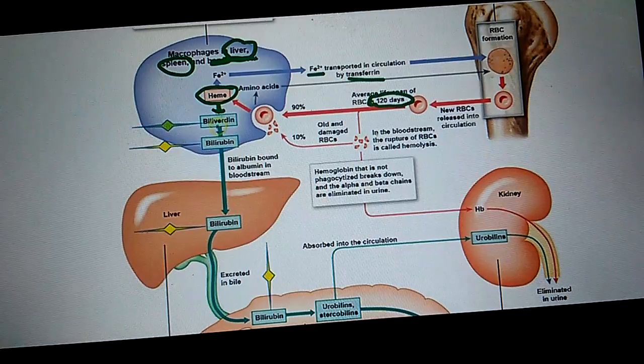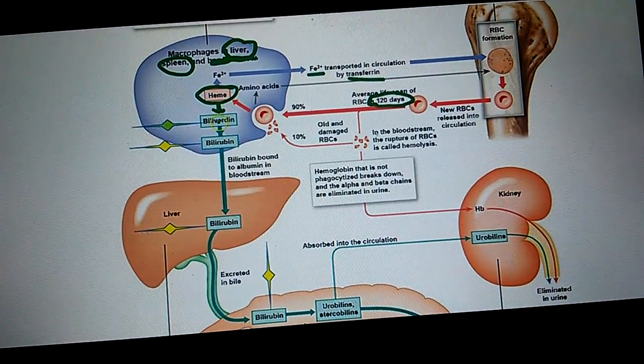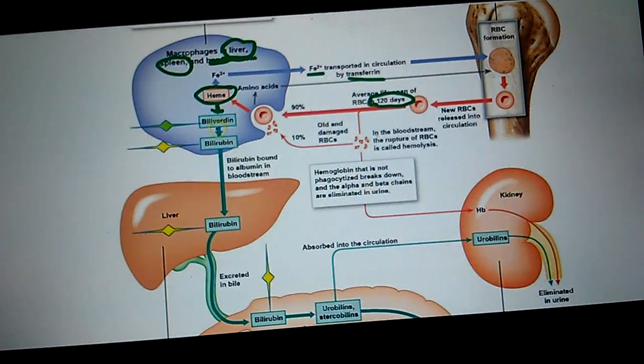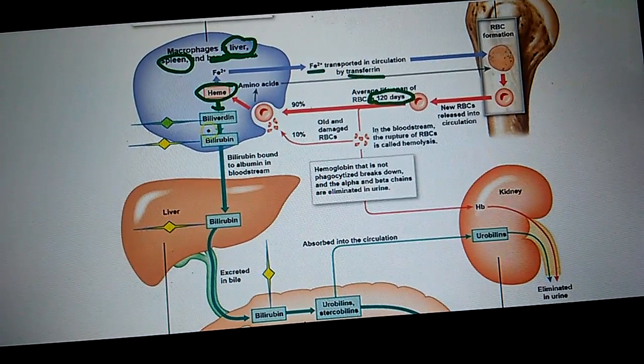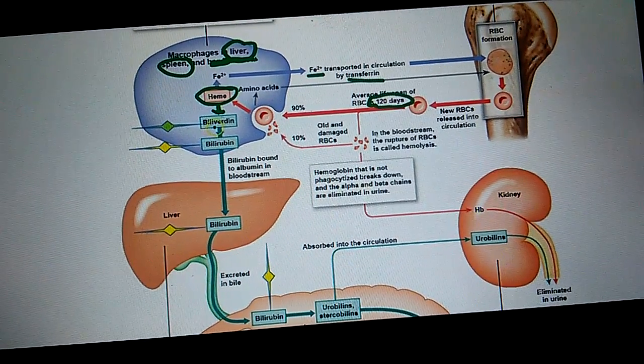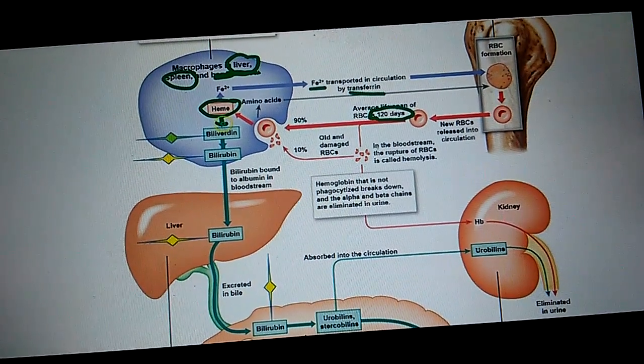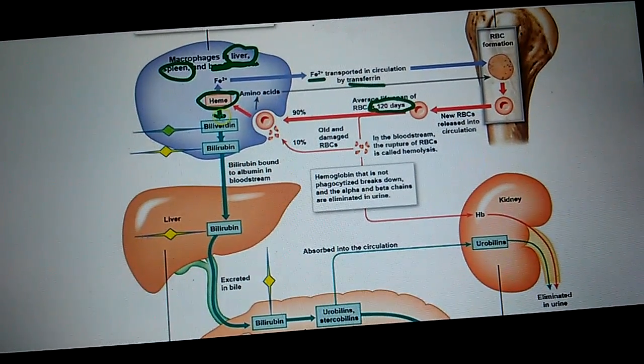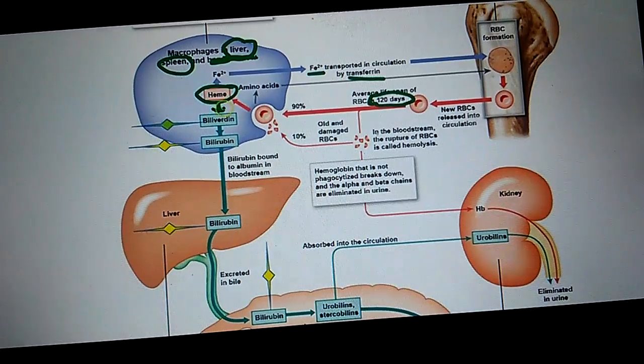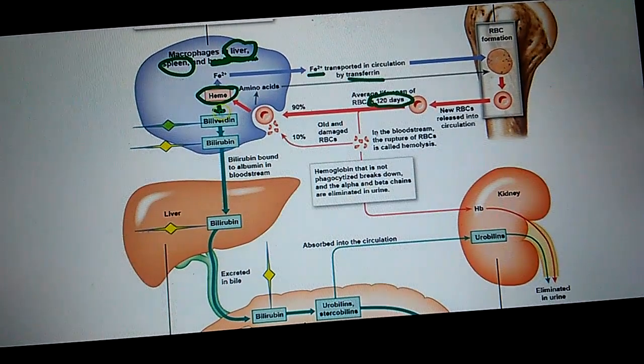Heme in the liver and spleen is broken down into what? Biliverdin. What color is biliverdin? Green. Okay? Just remember verdin. Verdin, green. So when I say verdin, you say green. Verdin, green.